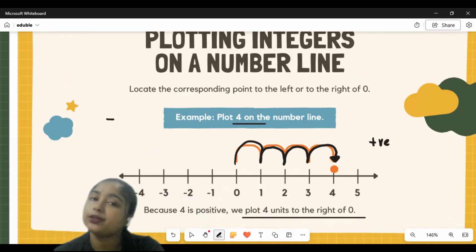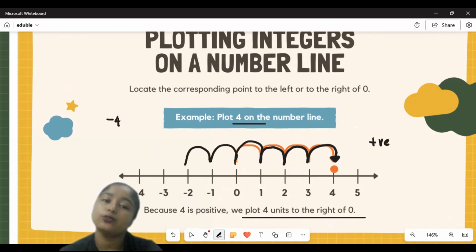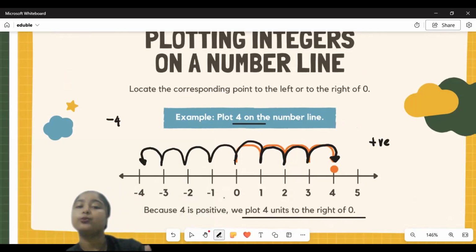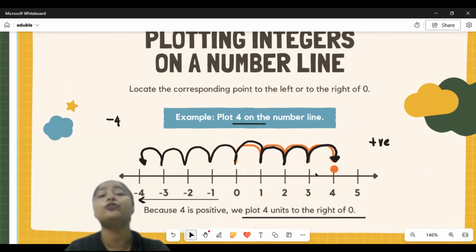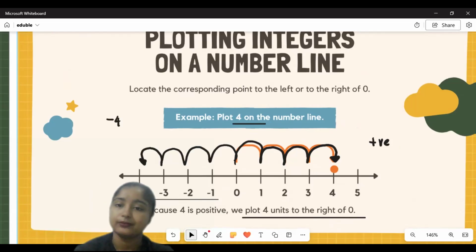What if I tell you to plot -4 on this number line? So how are we going to do that? Since -4 is a negative number, it would be on the left side, right? So 1, 2, 3, and 4. Since -4 is a negative number, we plot 4 units towards the left of 0. This is the left side, right? So we plotted 4 units towards the left of 0, right? And that is how you plot integers on a number line. So whatever is given, either a positive or a negative number, you have to go accordingly, right?